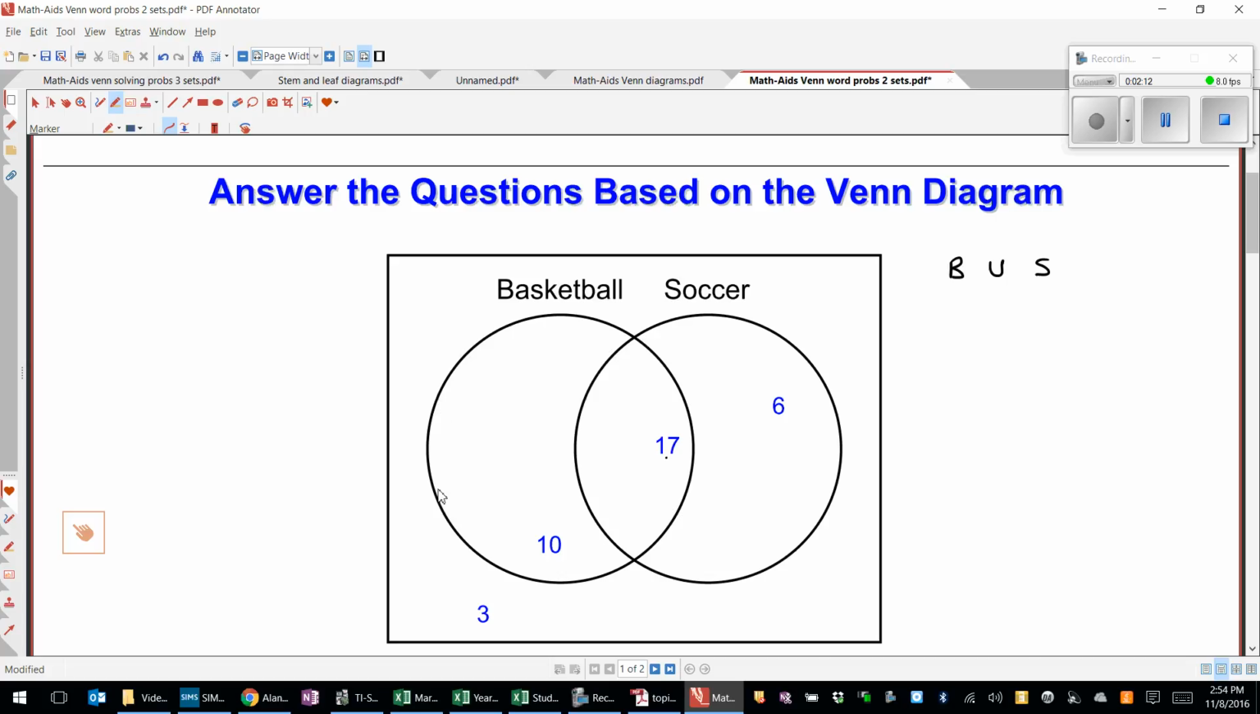3. So it's this one. They do not like either, so we've got 3 there. How many students do not like soccer? 13, the 10 and the 3. How many students only like soccer? 6.